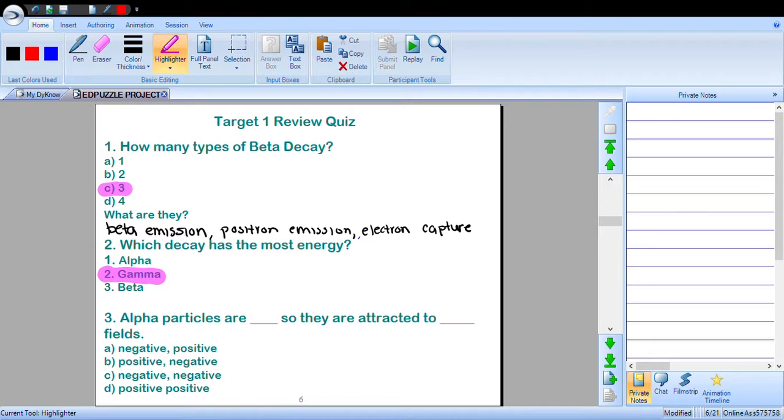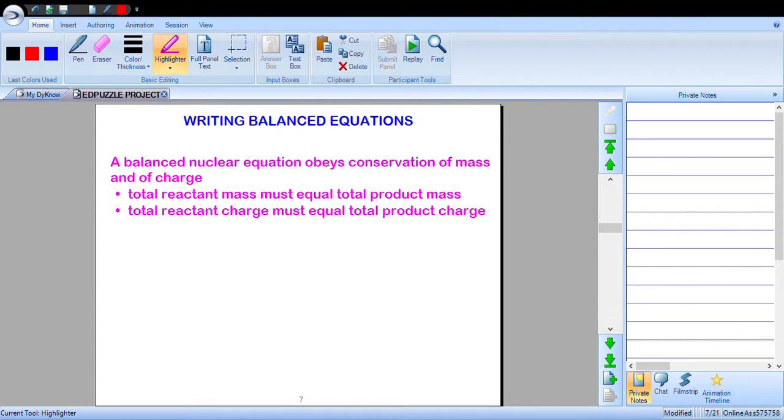Question number 3. Alpha particles are blank, so they are attracted to blank fields. Answer is alpha particles are positive, so they are attracted to negative fields. Correct answer is B. Beta particles, on the other hand, are negative, so they are attracted to positive fields. Just so we know.